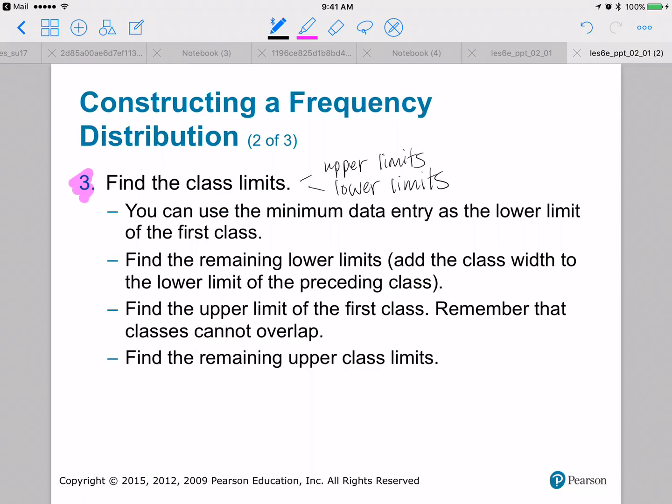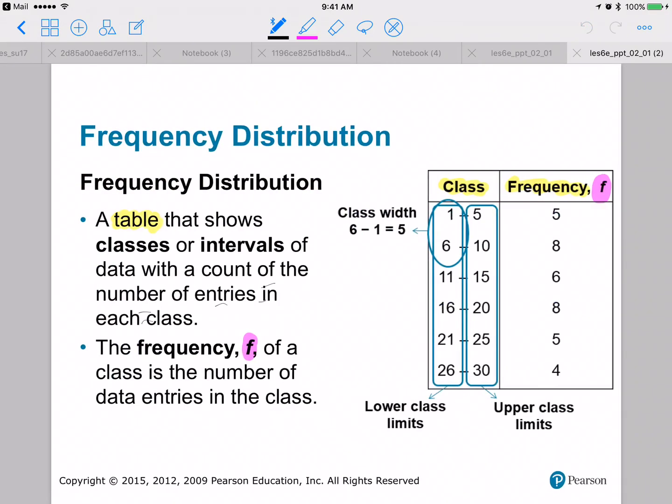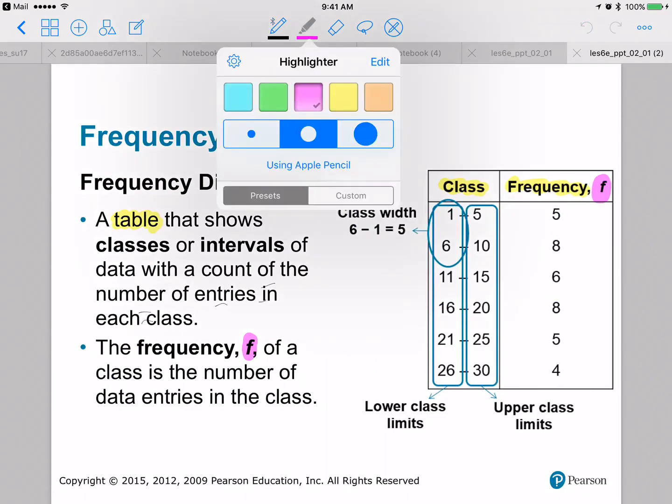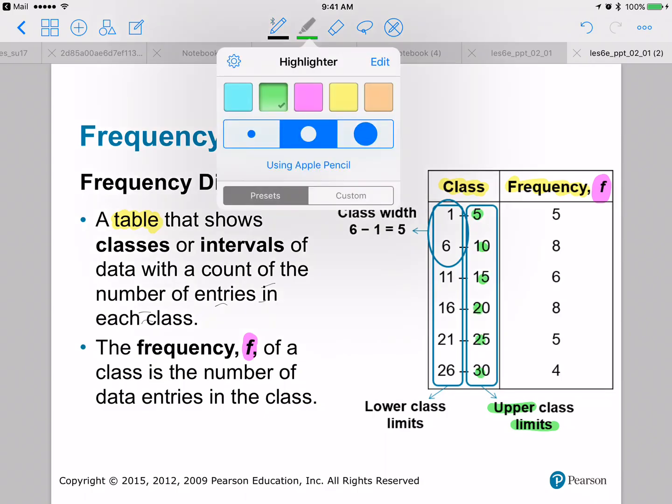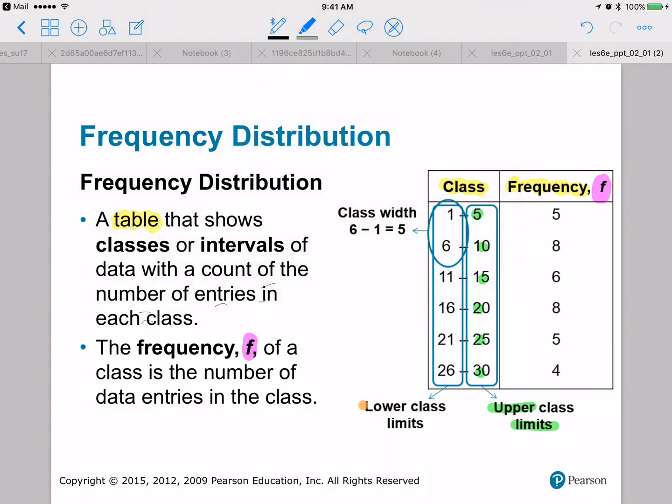I want to look back. I'm going to show you back here. In this list here, the upper limits, I'm going to highlight them in a green color. So for your upper limits, 5 is an upper limit, 10, 15, 20, 25, 30. These are all upper limits. And then I'm going to do the lower limits in this sort of grayish color. Lower limits: 1, 6, 11, 16, 21, 26.